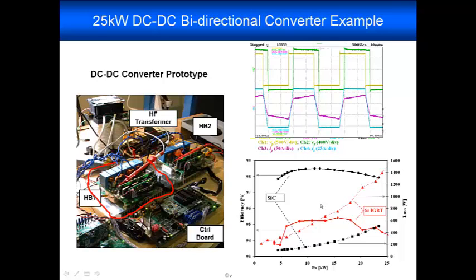That concludes the lecture on the design of the dual active bridge converter. In the next lecture, we're going to look at some of the variations of the dual active bridge converter, PWM control, and some small topology variations.